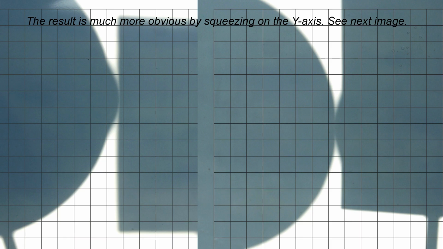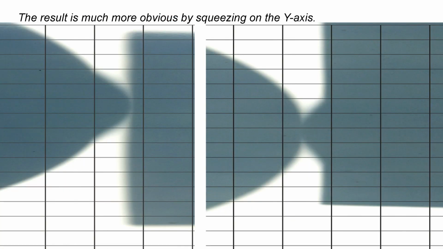In the first image on the right hand, the round-shaped obstacle is closer to the light source and the square-shaped obstacle is closer to the screen. In the second image on the right hand, the round-shaped obstacle is closer to the screen and the square-shaped obstacle is closer to the light source. The result is much more obvious by squeezing on the y-axis.